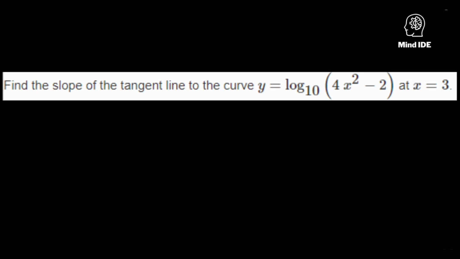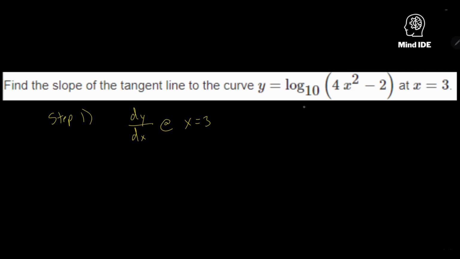Okay, so we've got another problem here today. This one is: find the slope of the tangent line to the curve y equals log base 10 of 4x squared minus 2 at x equals 3. And so the first thing that we need to know, or step one, is what is the tangent line? Well, it's going to be dy over dx at x equals 3.